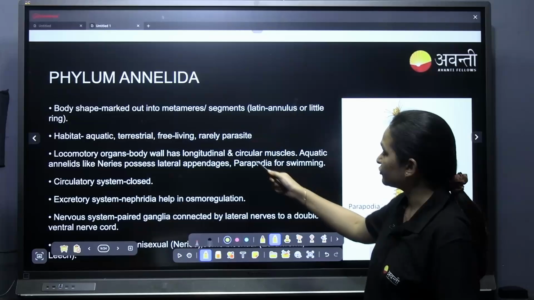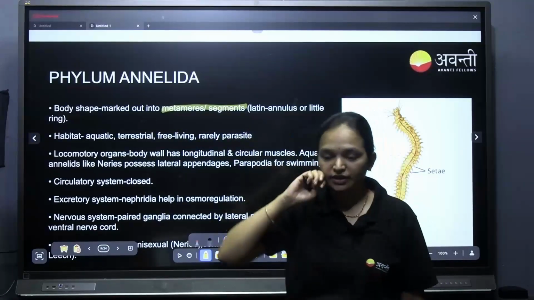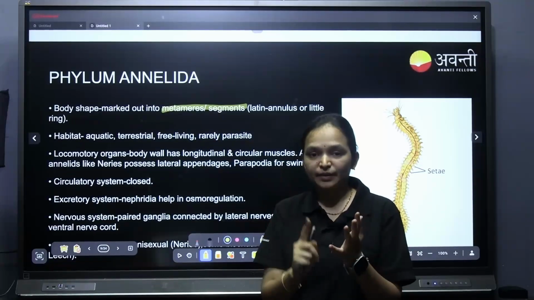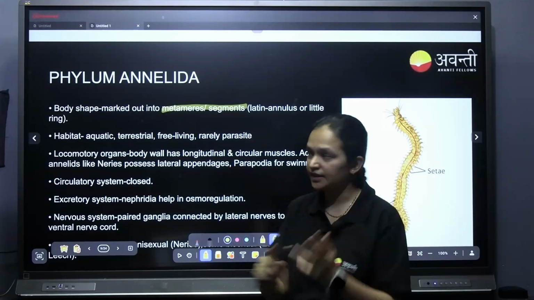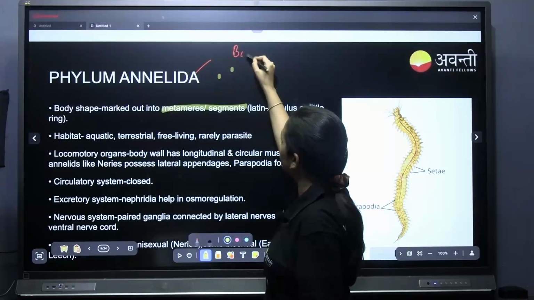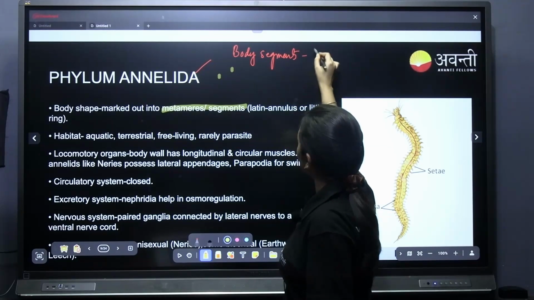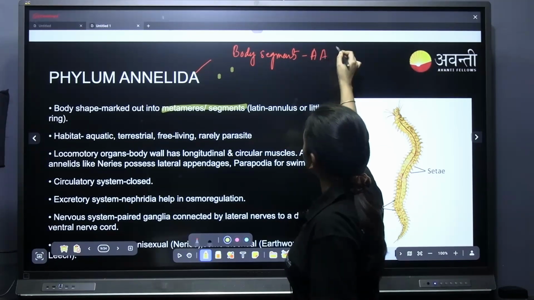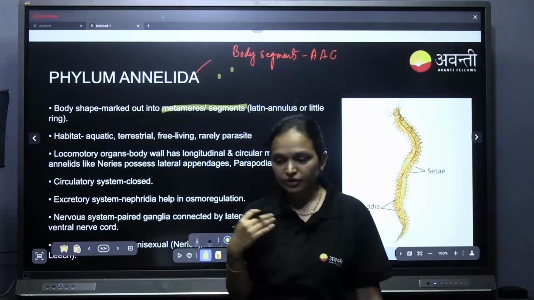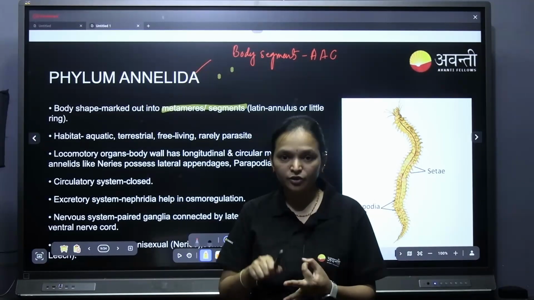In Annelida, one of the important things is it shows metamers, that is, it shows a segmented body. Another important thing I need to tell you: where do we see segmented body segments? In annelids, in arthropods, and in chordates. Annelids are segmented, arthropods are segmented and chordates are segmented.